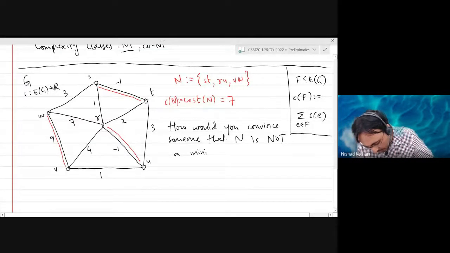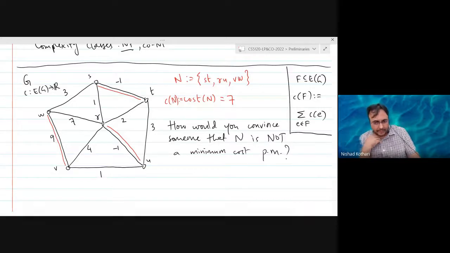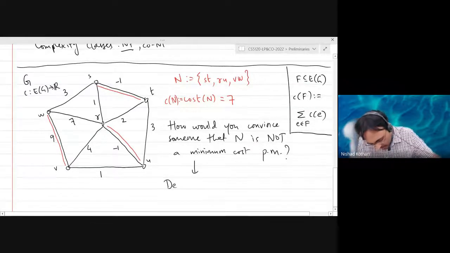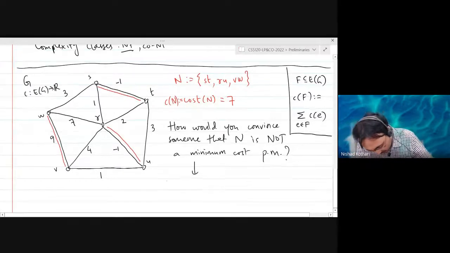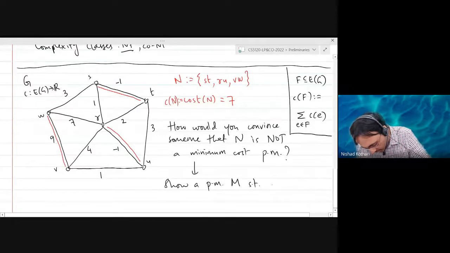Right? This is easy. If you want to convince someone that N is not a minimum cost perfect matching, then you just show them a perfect matching whose cost is lesser than N. So maybe just display or show a perfect matching M such that the cost of M is strictly less than the cost of N.